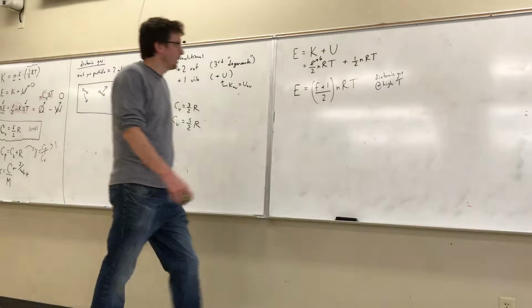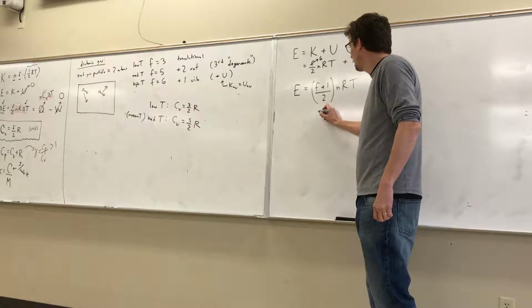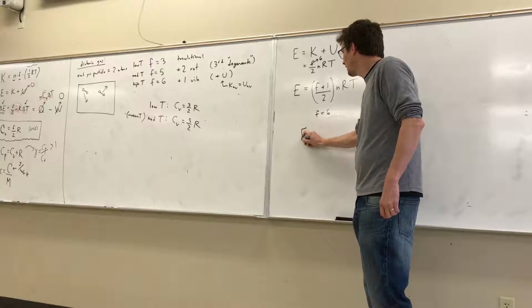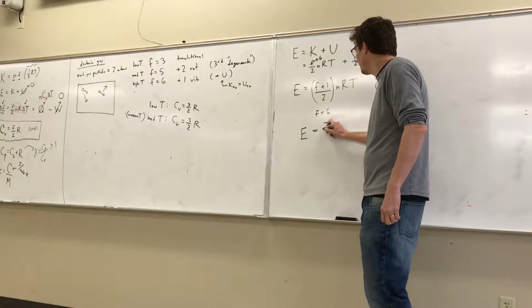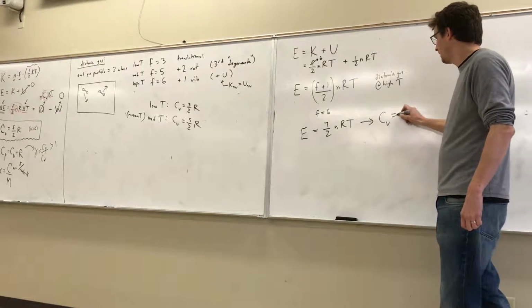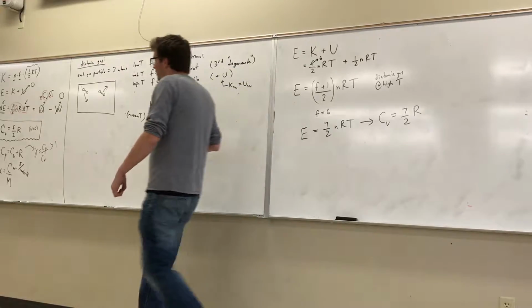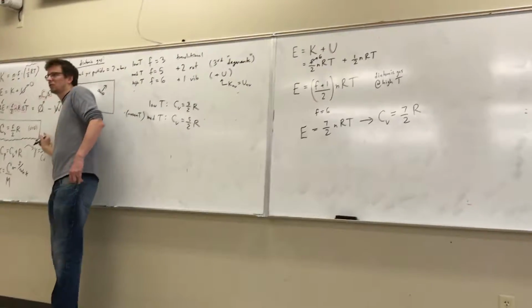So what do we get? If we put in our 6 here, F equals 6, we're going to get E equals 7/2 nRT, and so on. This leads to a CV of 7/2 R. Again, how do you do that? You just work it down like I just did right here.